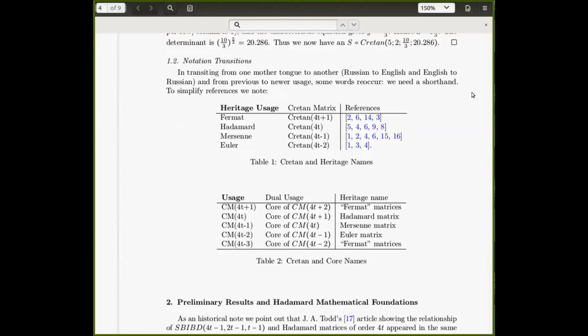So the name for the Hadamard Mersenne numbers is the Cretan 4t-1. He calls them Mersenne numbers, Mersenne matrices. Now, the mathematical part, we'll go down, please.